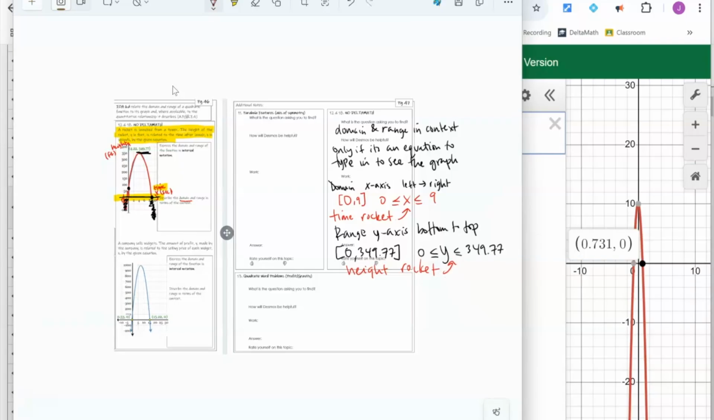So I can say, okay, the range in this context represents the total height that the rocket reached from the ground to 349.77, something along the lines of that. Okay, and if you want to measure time too, that's fine, but as long as you say something about the height and the rocket. Okay, so the rocket was launched at 50. It reached a maximum height of 349.77 before coming all the way back to the ground. There's another sentence, a little bit longer, but it all works.